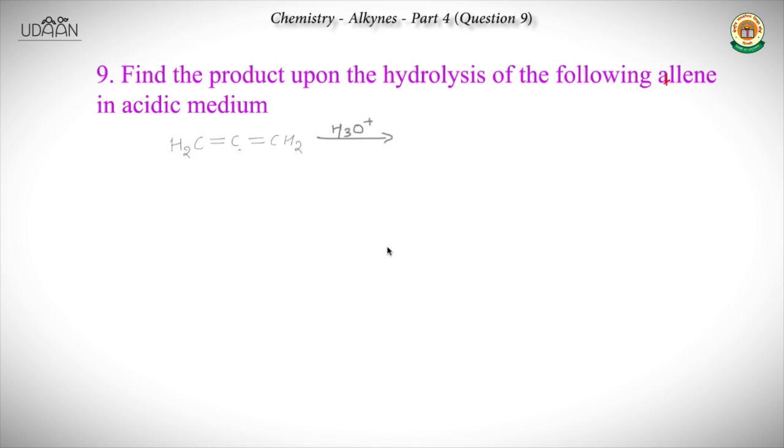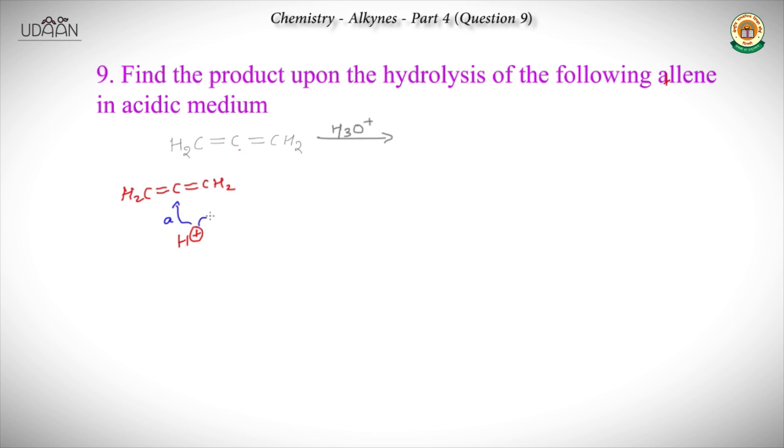So Gopi, let's try solving this question in which this compound, which is known as an allene, is treated in acidic medium. The allene which is given to us is H2C double bond C double bond CH2. It seems to be a very simple reaction because it's just adding H+. You have H+ in the medium. There is an electrophile and then there is a nucleophilic substrate.